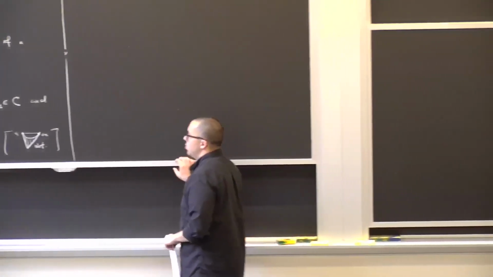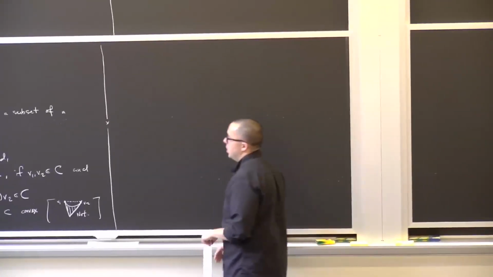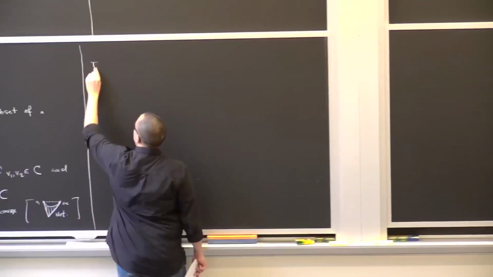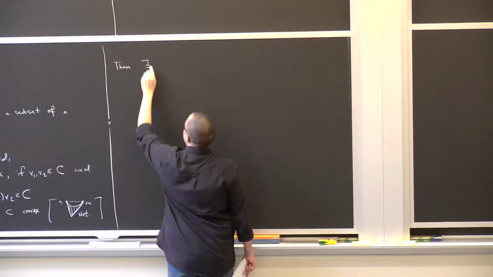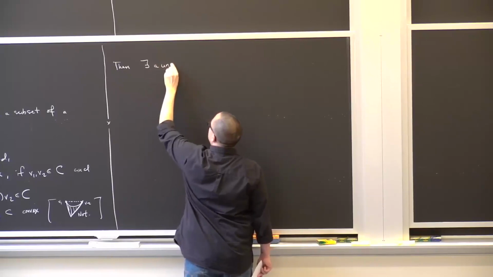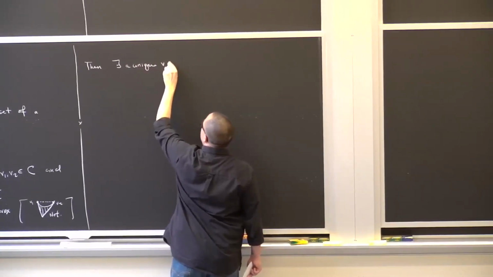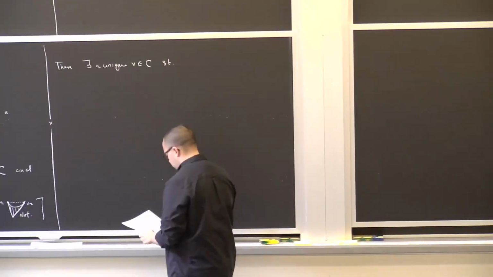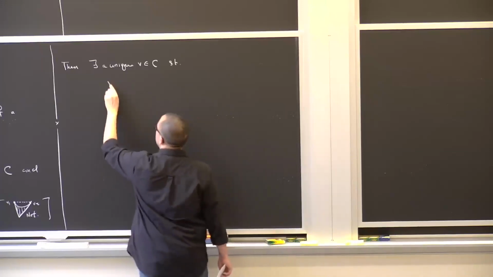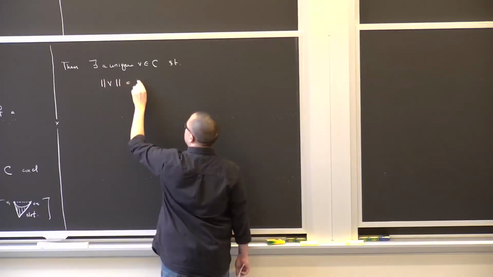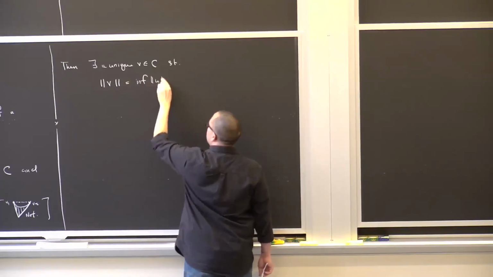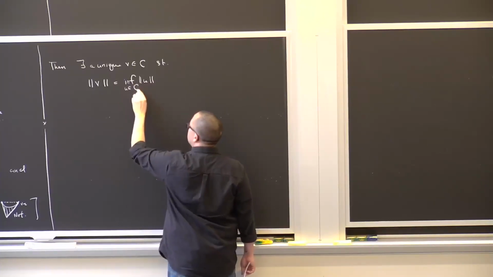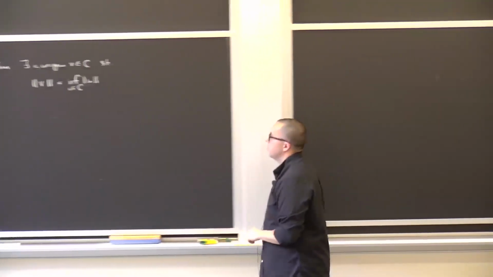All right, so if we assume that we have a non-empty closed and convex subset of a Hilbert space H, then there exists a unique element V in C such that the norm of V is equal to the minimum of the length of elements U in C. Okay?